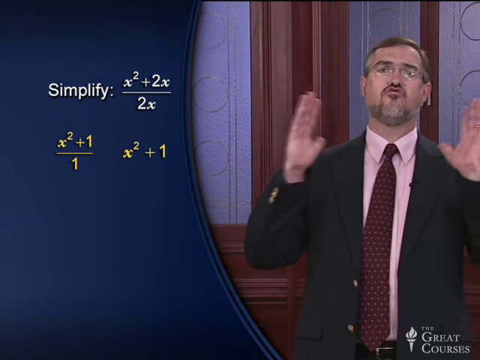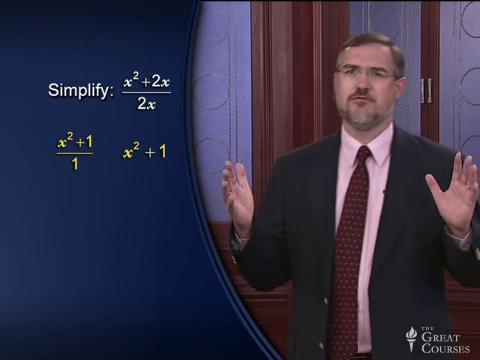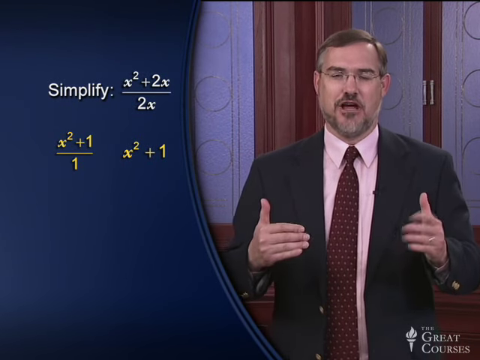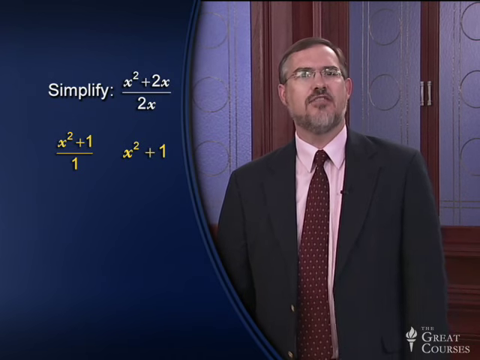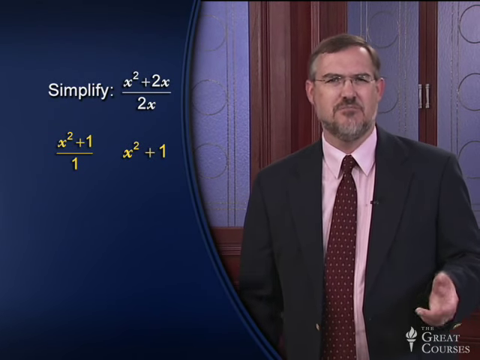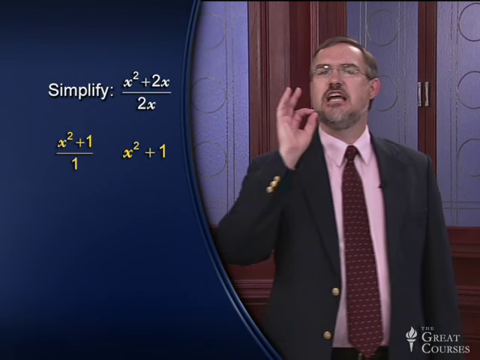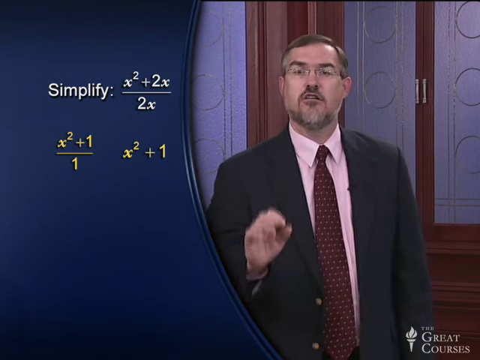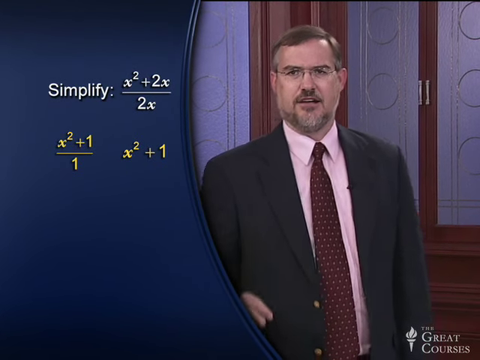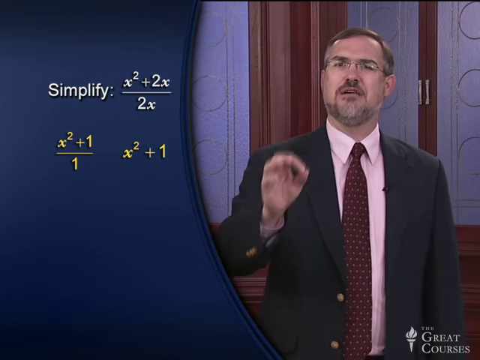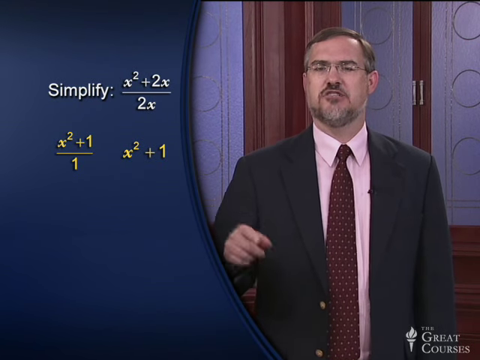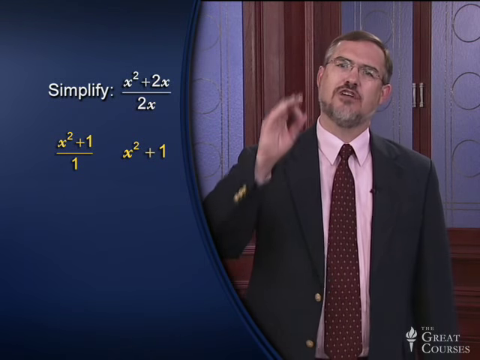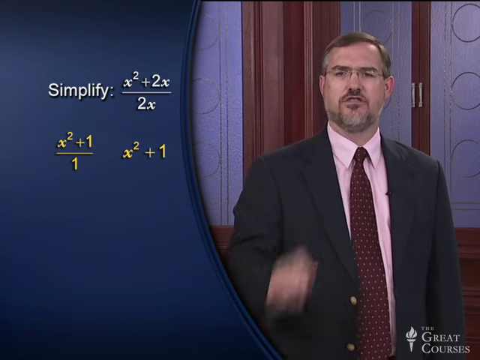But this is extremely wrong, as if there are different levels of incorrectness. It's wrong to cancel those two x's. And the reason it's wrong to cancel them, in a nutshell, is because in the numerator you have x squared plus 2x. And that 2x then is being added to the x squared.